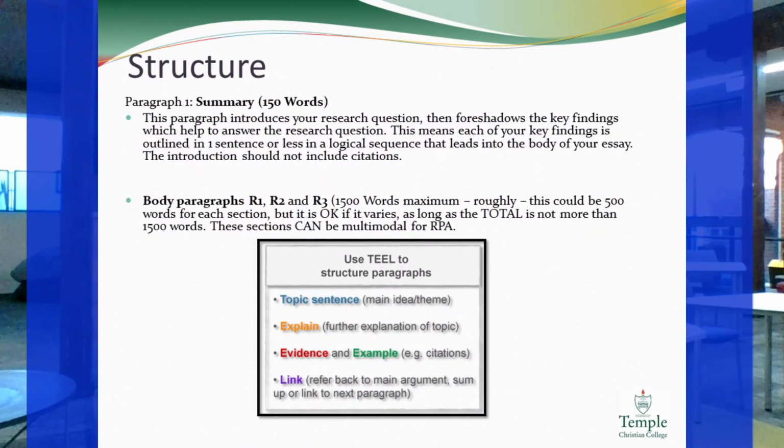The structure, you have to have a summary, 150 words. Do that first. And then 3 body paragraphs covering R1, R2, and R3. They can be multimodal for RPA. Use the TEAL paragraph structure. It will help you.